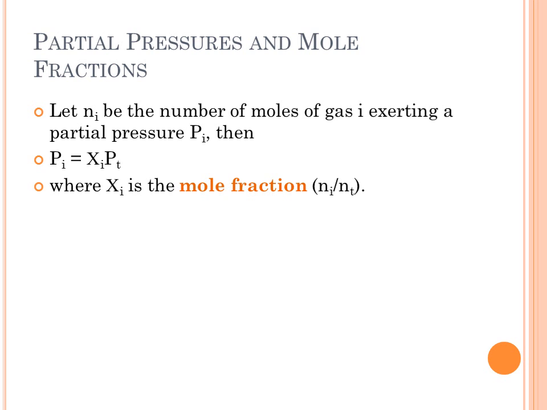So chi sub i is the mole fraction, which more properly would be the partial number of moles divided by the total number of moles in the container. But since we're working gas law problems, pressures are much easier to measure, so we can work it out with pressures. And that's more convenient than moles in this particular instance.